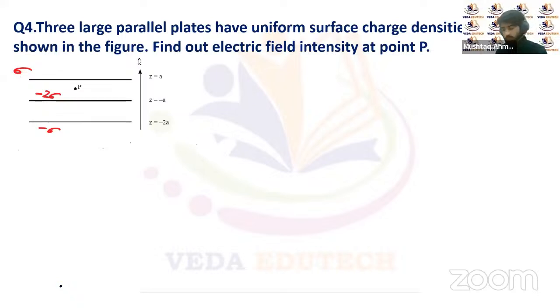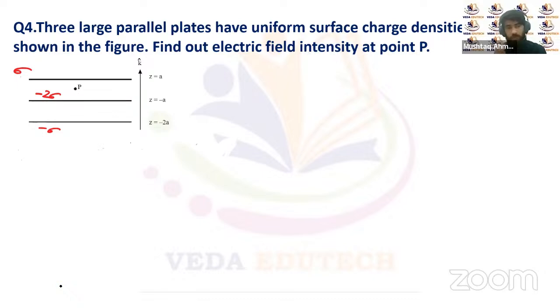Now let's move on to question number 4. The question is: three large plates having uniform surface charge densities as shown in the figure. Find out the electric field intensity at point P. So these are three large parallel plates with uniform surface charge densities.